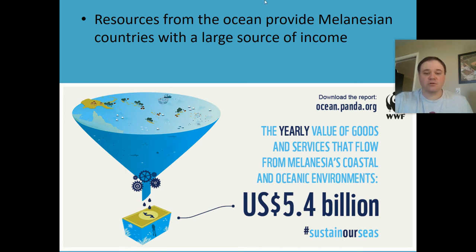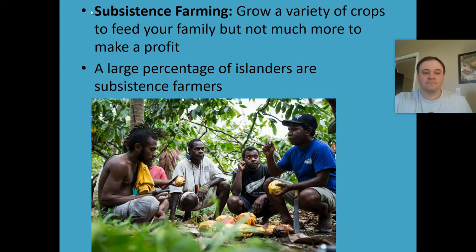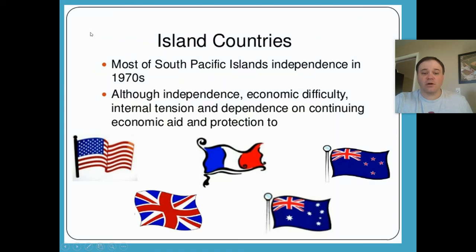Fishing rights of the waters around these places generally help pay a lot of or help fund a lot of these countries. But one of the main types of occupations you'll find here is subsistence farming, where you're only really able to grow enough for yourself, trade a little bit with your neighbors. You don't make a huge profit. You also find subsistence fishing going on.